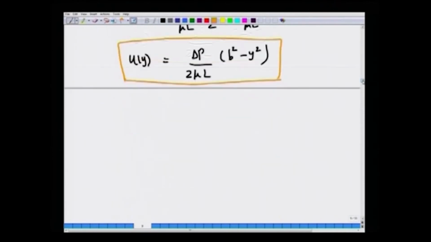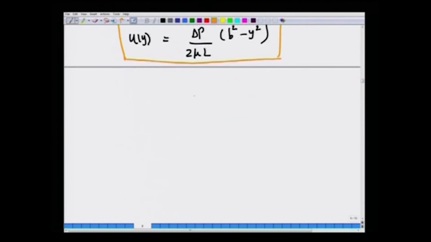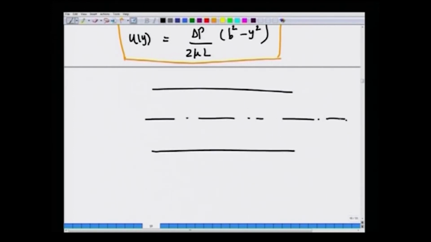Okay. Now, this has a parabolic form. So, if I were to draw the two plates, okay, and then draw the velocity profile, it will be a parabola centered about the center line with maximum at the center. Okay. The maximum velocity of this parabola will be at the center. Okay. We will stop at this point and then we will continue in the next lecture.